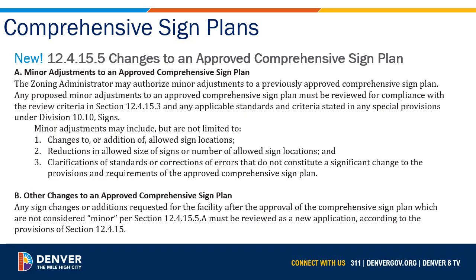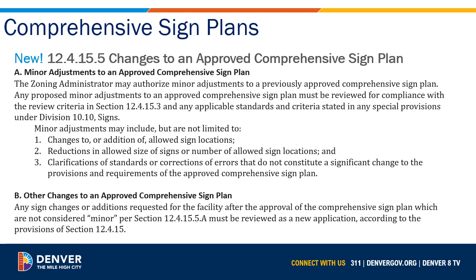A new procedure has been added to allow for changes to an existing comprehensive sign plan in section 12.4.15.5. This section creates a standard for minor adjustments to an approved comprehensive sign plan, which can include changes to allowed sign locations or addition of new ones, reductions in allowed size and allowed location of signs, and clarifications or fixes to anything unclear or incorrect that don't significantly change the provisions of the CSP.